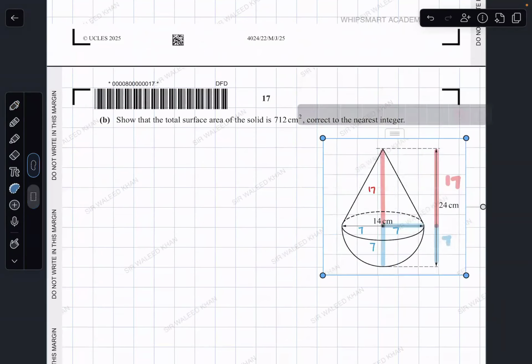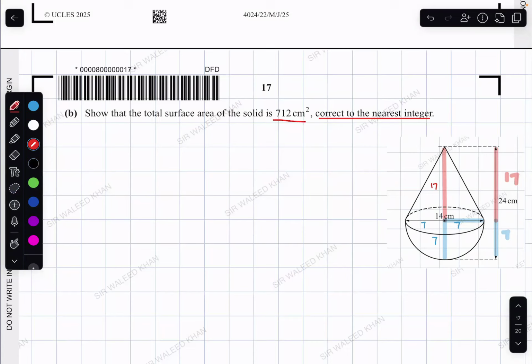The total surface area of the solid is 712 centimeters square, correct to the nearest integer. So we have to show this. Don't use this. You can't use this. You have to show that your answer matches this. Okay.